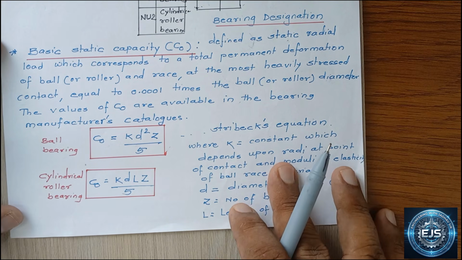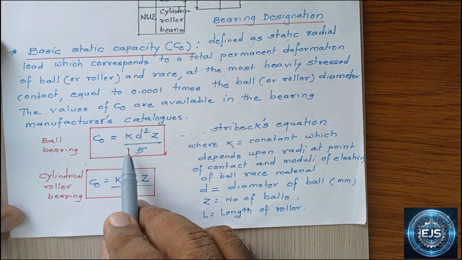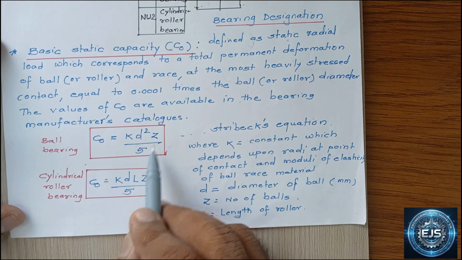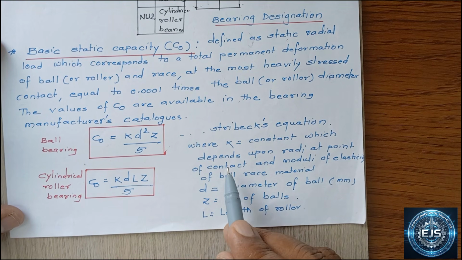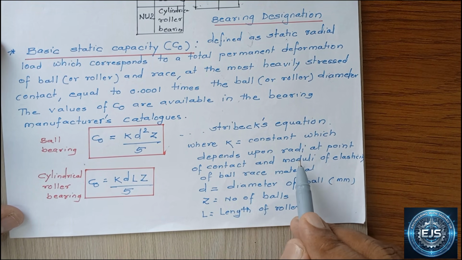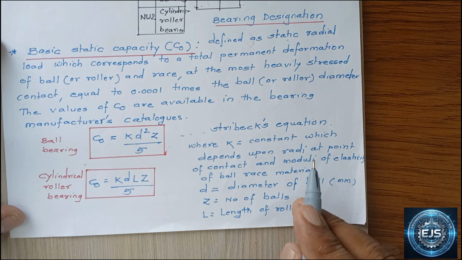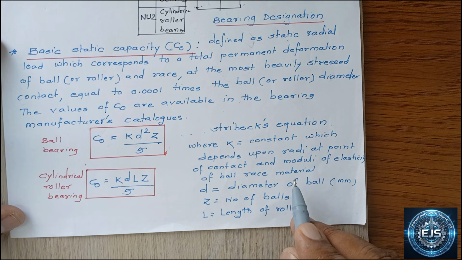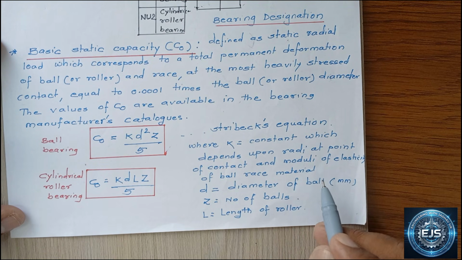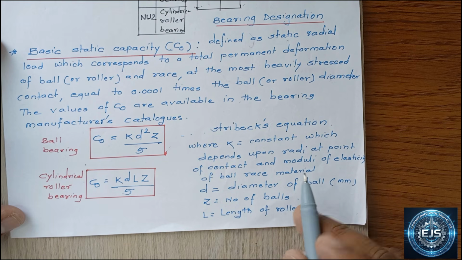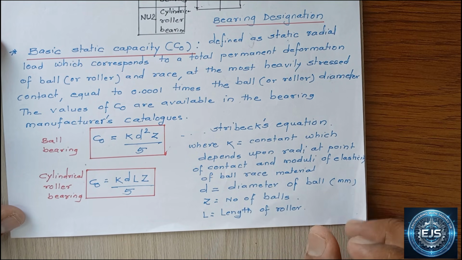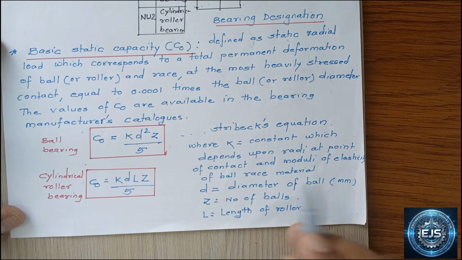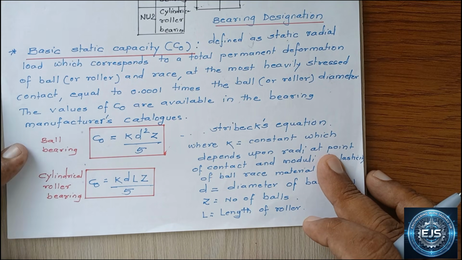For ball bearing, basic static capacity is calculated by this formula: k d square z by 5, where k is a constant which depends upon the radii of inner race and the spherical balls, and also it depends on the modulus of elasticity of the ball and race material. So k is constant. It depends on radii of curvature of the inner race and spherical ball or cylindrical roller, and modulus of elasticity of the ball and the race material.